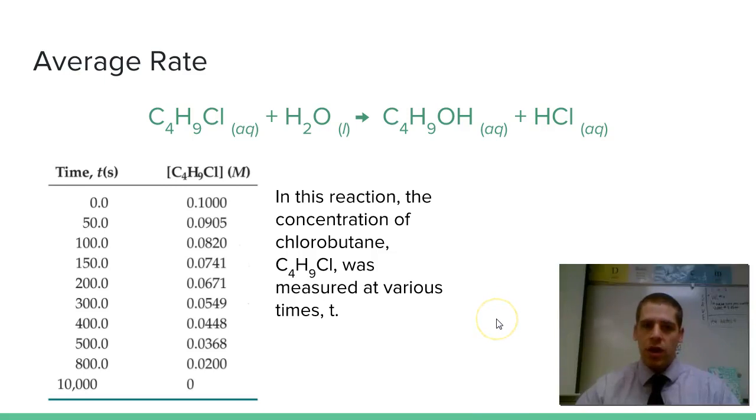Let's talk about average rates first. So if we look at this reaction as an example, this table is giving us the concentration of our chlorobutane, which is this reactant here, over time, right? So we start at 0.1 molar, that's moles per liter, and every 50 seconds we're taking a measurement and the concentration is decreasing over time because the reaction is proceeding.